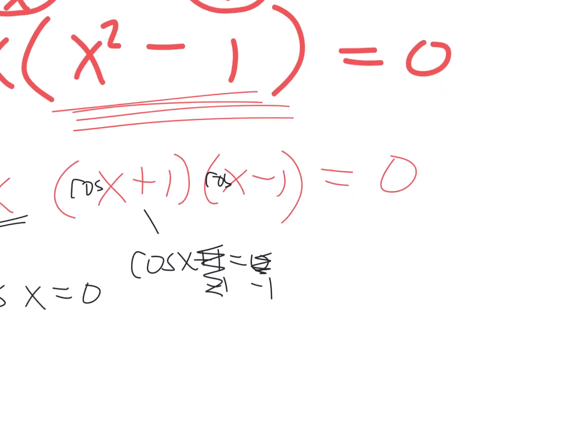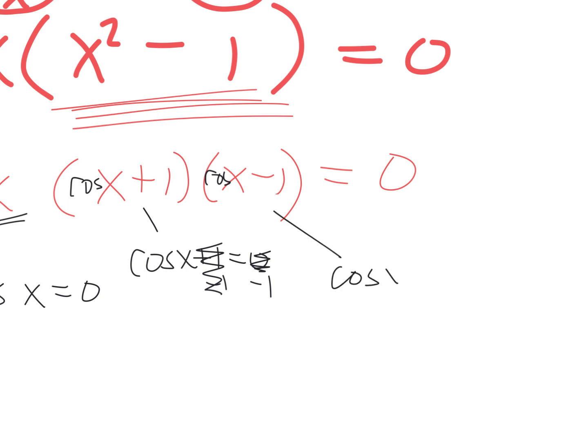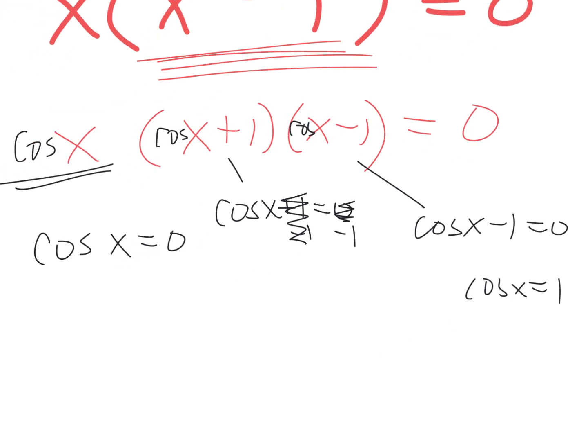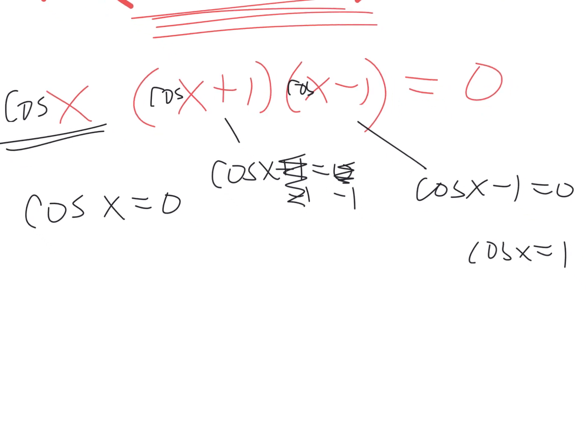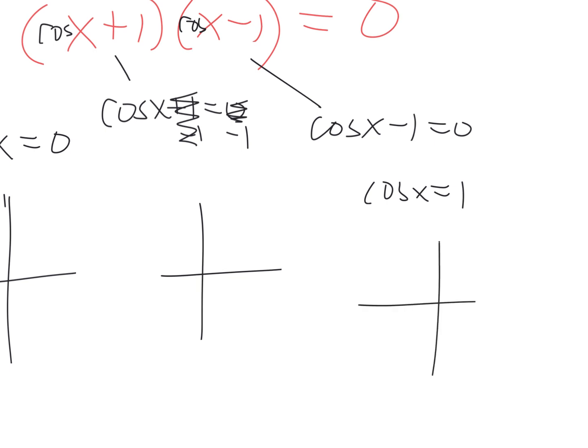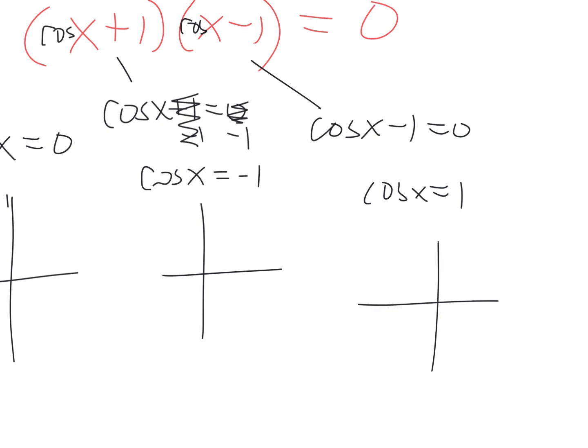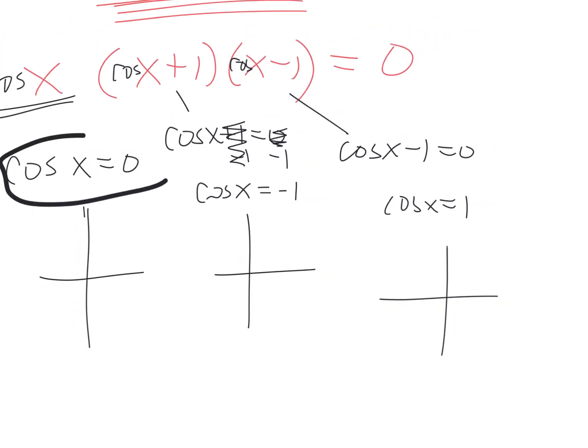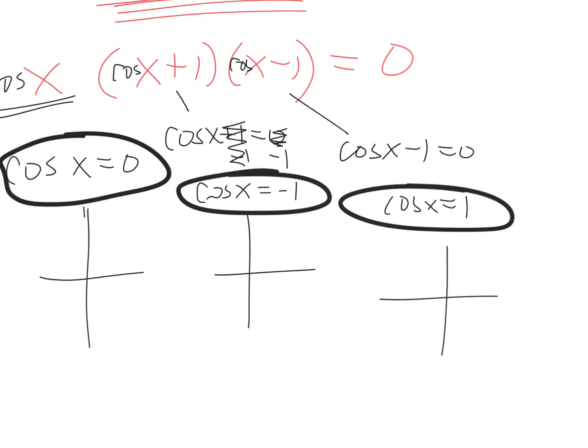And then this one, cosine x minus 1 equals 0, cosine x equals 1. That's another quadrantal. Look at that, 3 different quadrantals. I'd like to do all 3 of those right now. Would you just take a second and figure out each of these is a quadrantal. Don't forget that cosine is not y. This is one quadrantal, this is a different quadrantal, this is a different quadrantal.